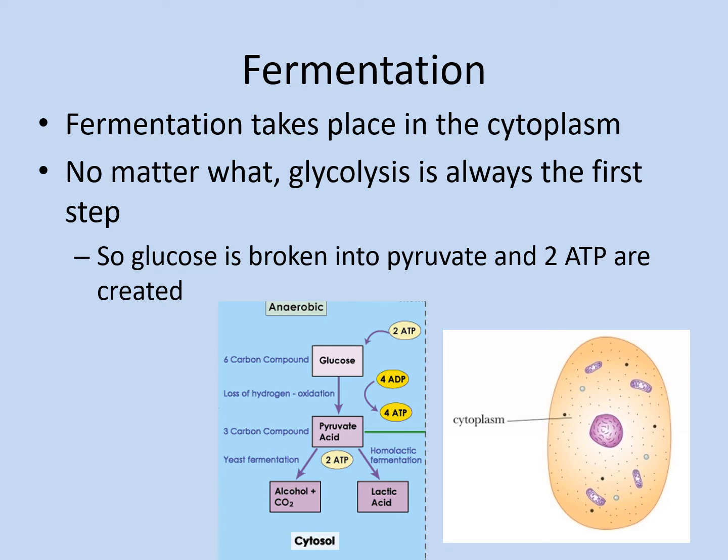So no matter what, glycolysis happens first. Glycolysis will take the glucose and break it down. And in the process, we get pyruvic acid and 2 molecules of ATP. So if oxygen is available, that pyruvic acid will then move into the aerobic respiration phase. But at this point in time, either oxygen is not available or our cells can't get oxygen fast enough. It's going to move into fermentation.